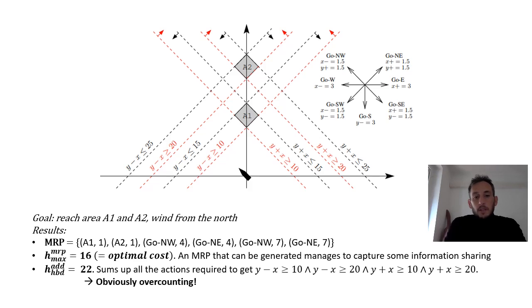This is an example involving a sailing boat that has to reach two areas, and it can perform the actions displayed on the right-hand side of the picture. The MRP for this problem involves actions with multiple repetitions, and if we compute the heuristic using this multi-repetition plan, we actually get the optimal cost of this problem. The fact that we get the optimal cost is due to the fact that we can capture that there is some sharing or contribution of the actions towards different goals that are different but are related somehow.